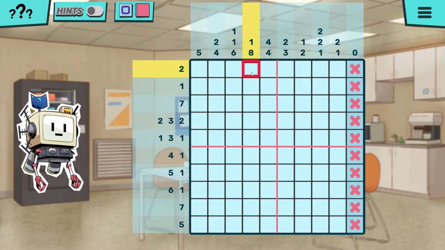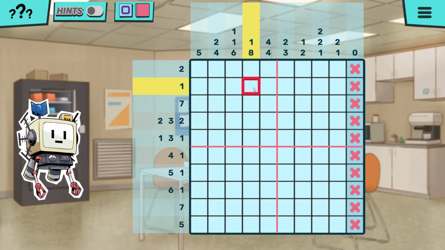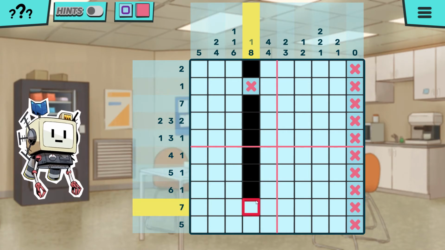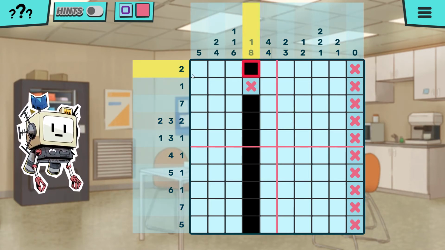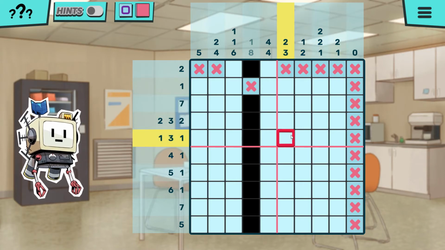So since there has to be, well, we don't know if... actually we do, don't we? If we start, there has to be the 1 here and the 8 from down there. Yeah, this has to be right. There's a 2 here, so the 2 could be either here or here, which means all of these are blank.